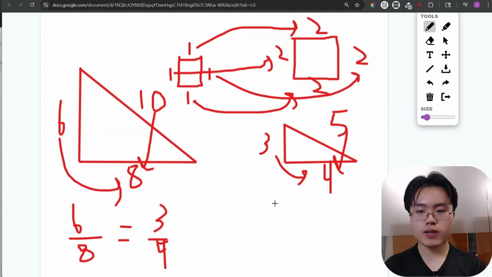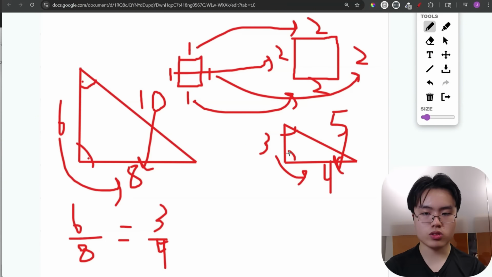So similar shapes have to have the same proportion between all the sides. Another way you can prove that shapes are similar is that all the angles are the same. The corresponding angles, like the top angle here is the same as this angle. For any shape, there's a matching angle for every single angle. This angle is the same as this angle, and this angle is the same as this angle.